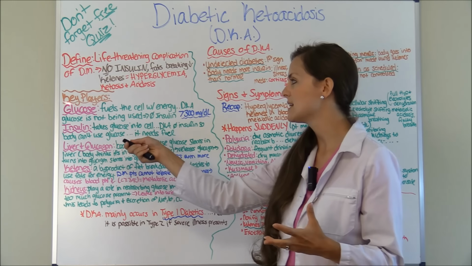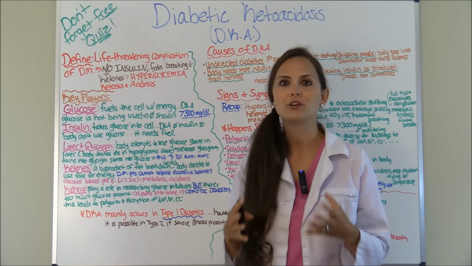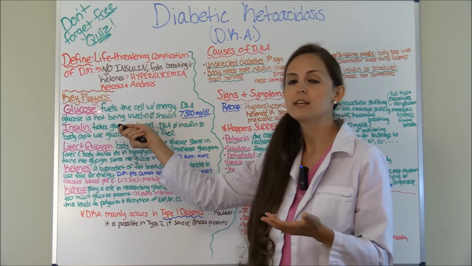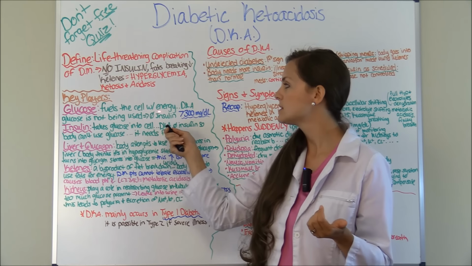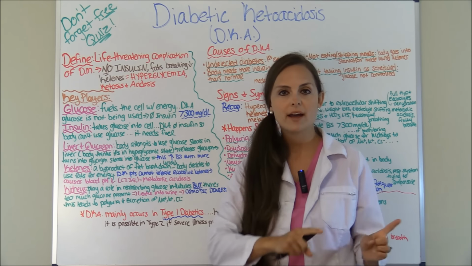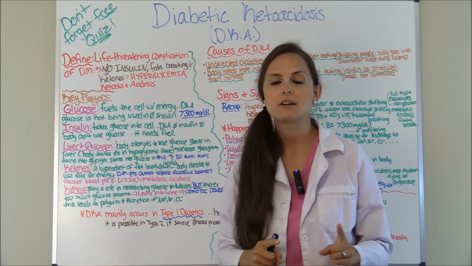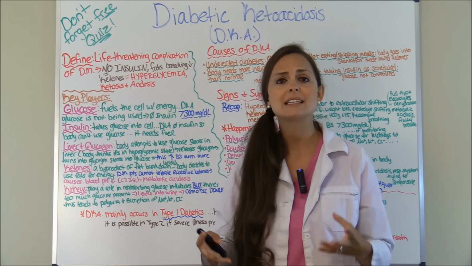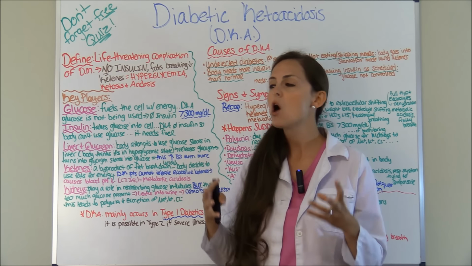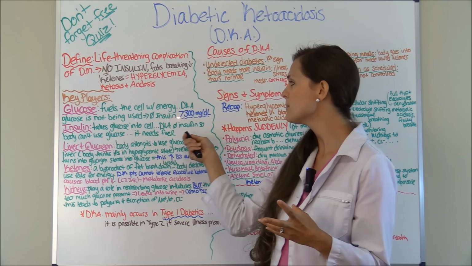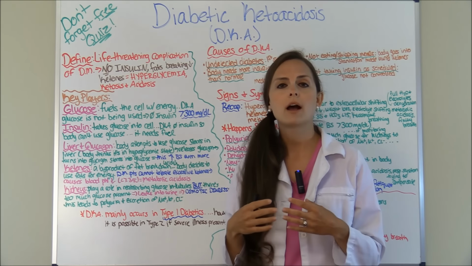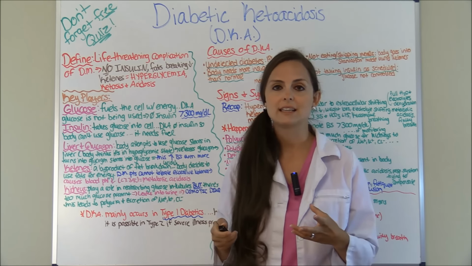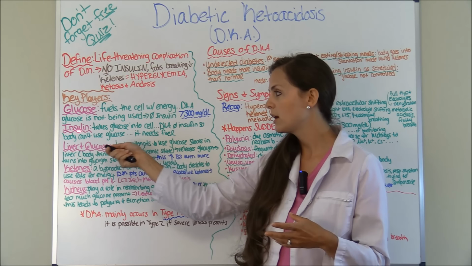Okay, the first key player is glucose. What is glucose? Glucose is sugar, and your cells love sugar, and it fuels the cell with energy. However, in diabetic ketoacidosis, the body cannot get to that glucose. It just stays in the blood because there is no insulin. So these patients' blood sugars are going to be running about greater than 300 milligrams per deciliter, which leads into our next key player, insulin.